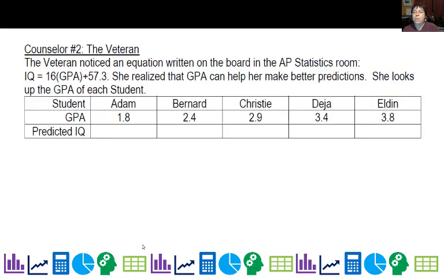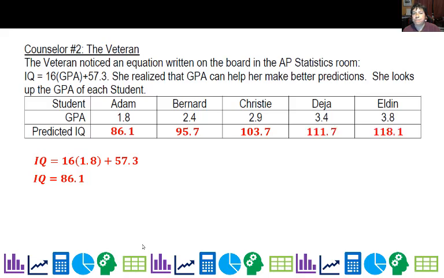Then we have counselor number 2, the veteran. And she noticed an equation written on the board in the AP statistics room: IQ equals 16 times GPA plus 57.3. She realized that GPA can help her make better predictions. So she looks up the GPA of each student. For Adam, who has a 1.8, we put in 1.8 for the GPA. 16 times 1.8 plus 57.3, and we get 86.1. And then we do the same for the rest of them: 95.7, 103.7, 111.7, and 118.1.